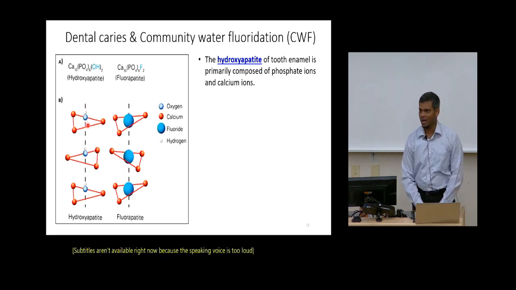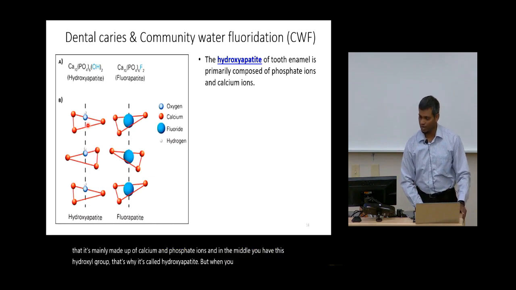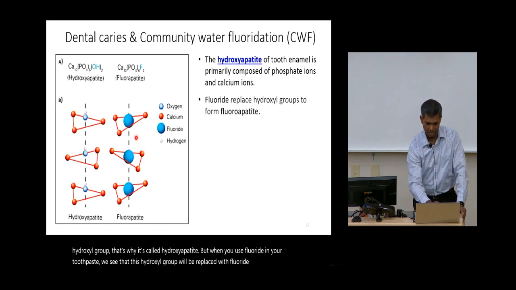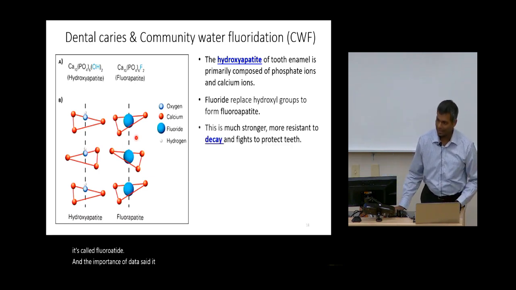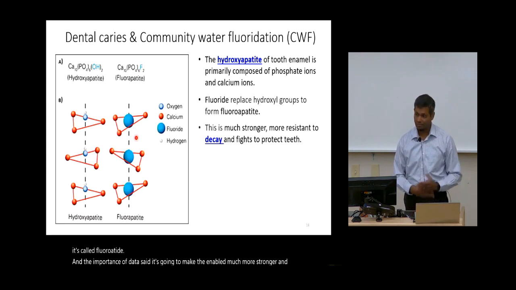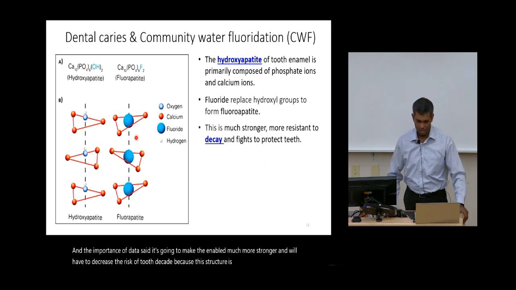That's why it's called hydroxyapatite. But when you use fluoride in your toothpaste, this hydroxyl group in the middle is replaced with fluoride, and now it's called fluoroapatite. The importance of fluoroapatite is that it makes the enamel much stronger and helps decrease the risk of tooth decay, because the structure is different.